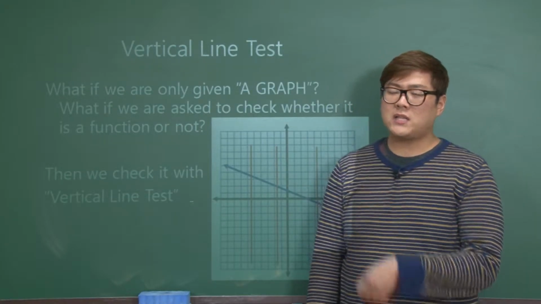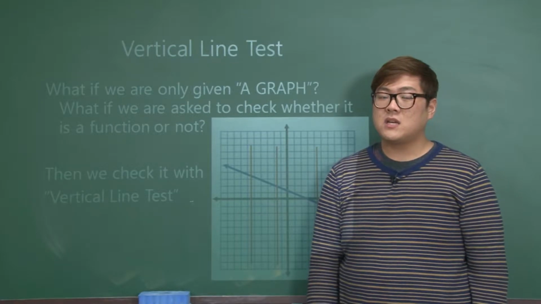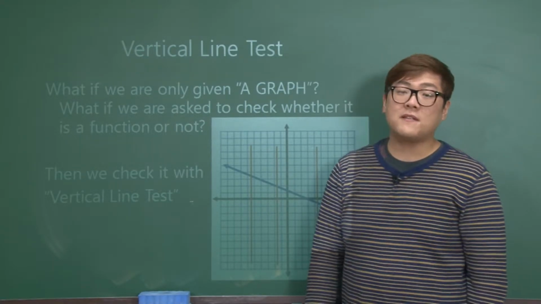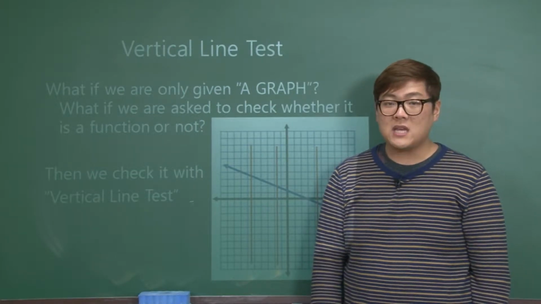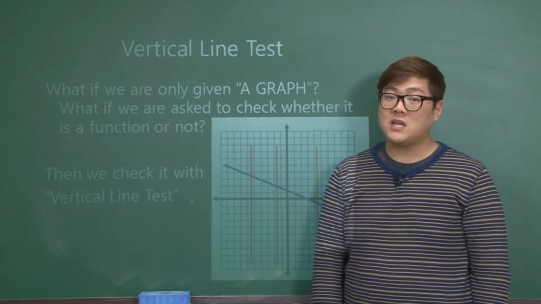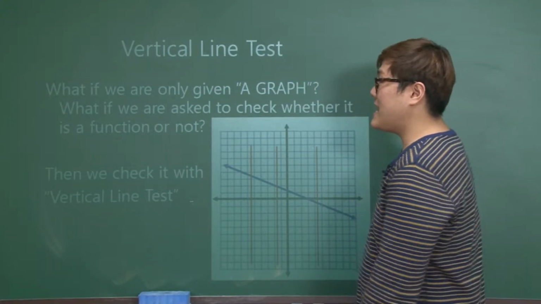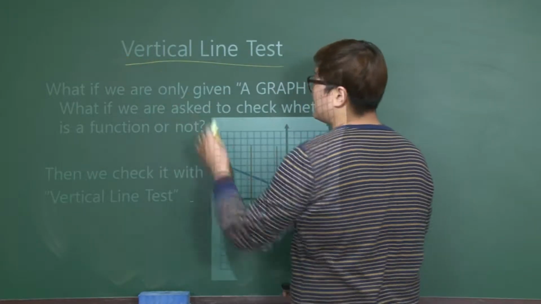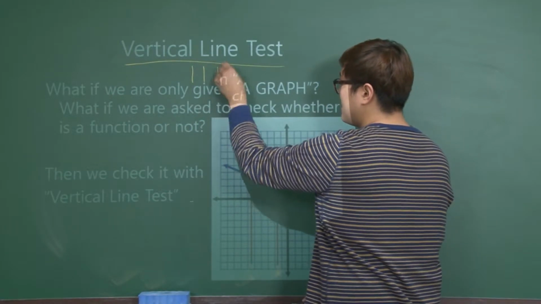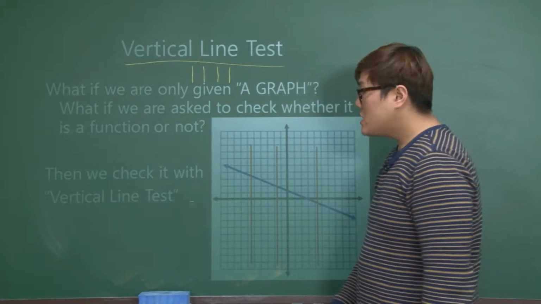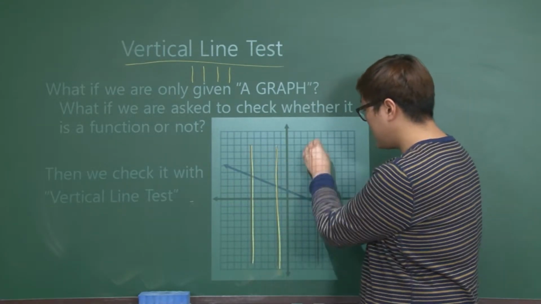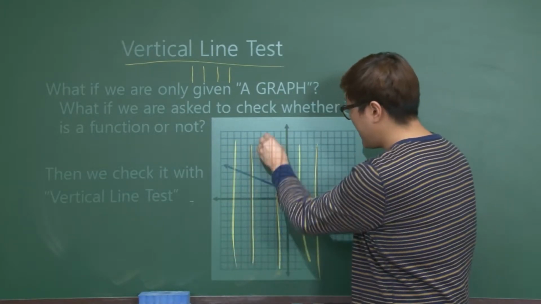Okay, so then how do you check whether something is a function graphically? Not with a given function. If you're given only a graph and they ask how to determine whether the given graph is a function or not, there's one really good test called the vertical line test. What does vertical line mean? It means this. All you need to do is draw a vertical line at any point.